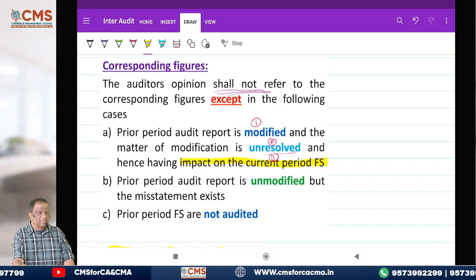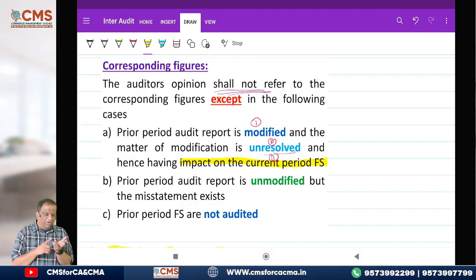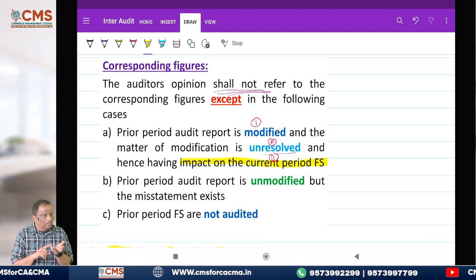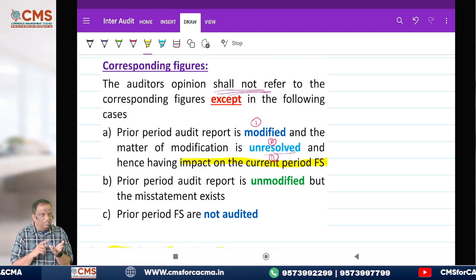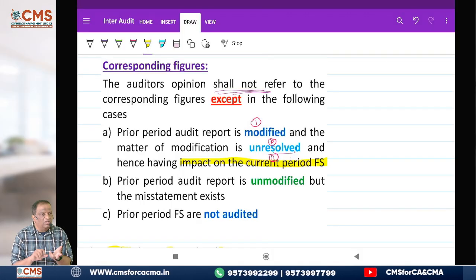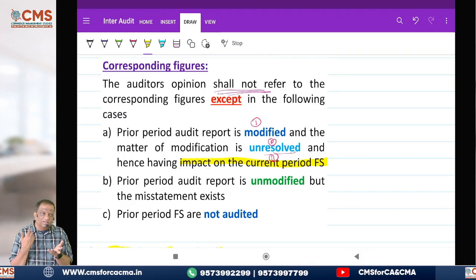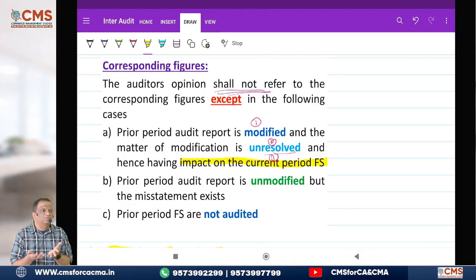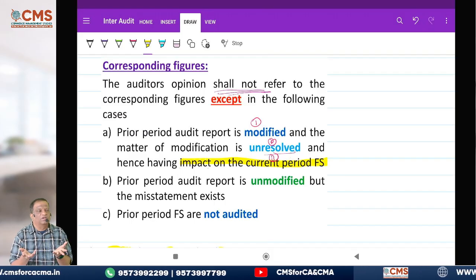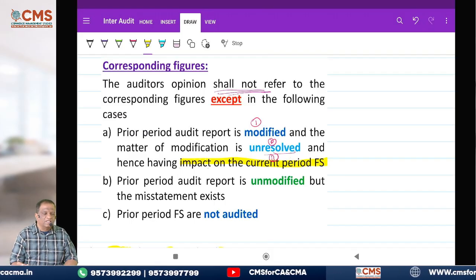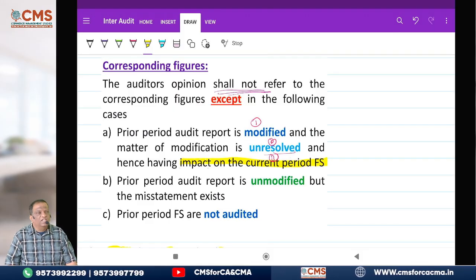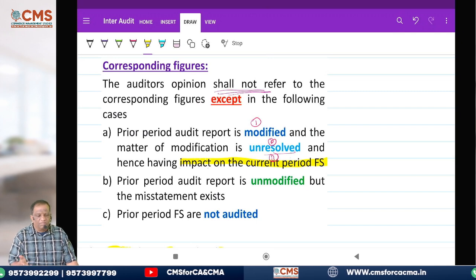Now, you tell me the exceptions. The first one is, the previous report is modified, and the matter of modification, is it resolved or not resolved? I'll repeat again. There is a modification in the previous report, and that modification, is it resolved or unresolved? Unresolved. And the third one, is it negligible for the current year or is it impacting my current year? It is impacting the current year. So then I have to mention that this problem is arising on account of an event that had happened in the previous year.